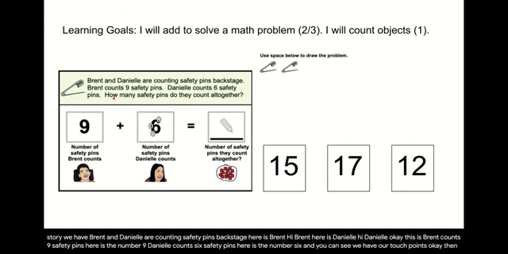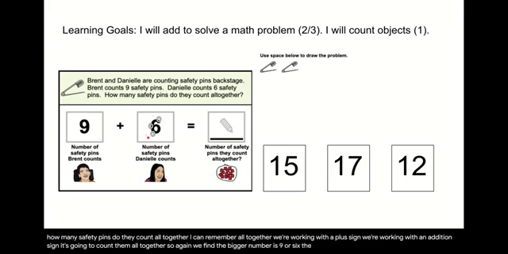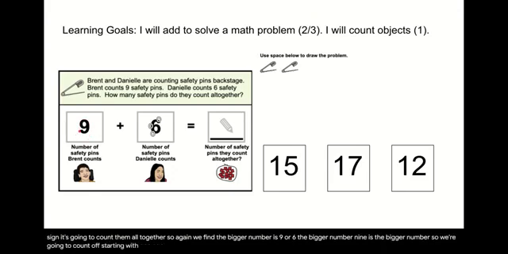Okay, it says how many safety pins do they count all together? Again, remember, all together, we're working with a plus sign. We're working with an addition sign. So we're going to count them all together. So again, we find the bigger number. Is 9 or 6 the bigger number? 9 is the bigger number. So we're going to count off starting with 9.